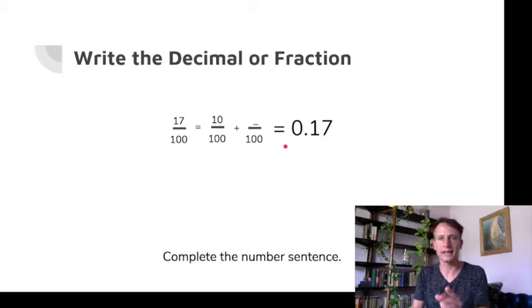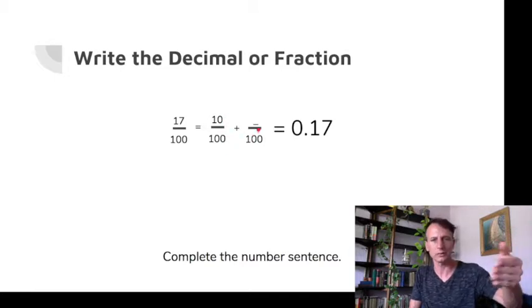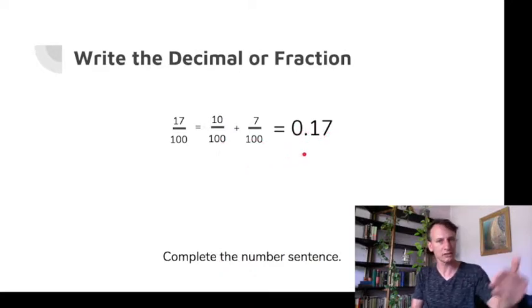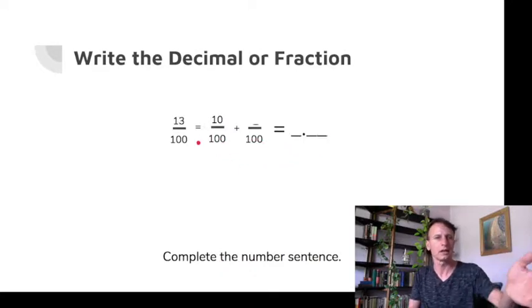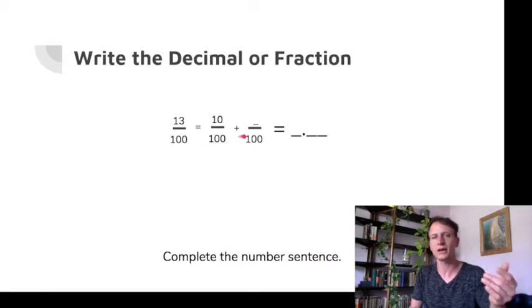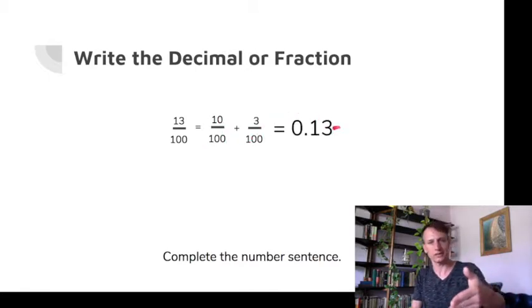Let's break down, decompose that 17 hundredths. That would be 10 hundredths plus 7 hundredths, right? That would give you 17 hundredths. The fractions help you to see how the decimals work. 13 hundredths would be 10 hundredths plus 3 hundredths. 13 hundredths, beautiful.